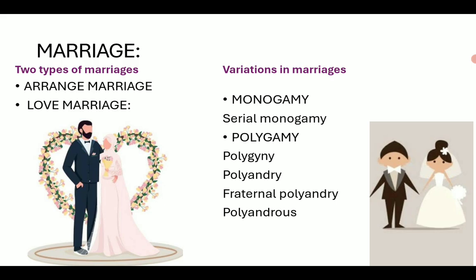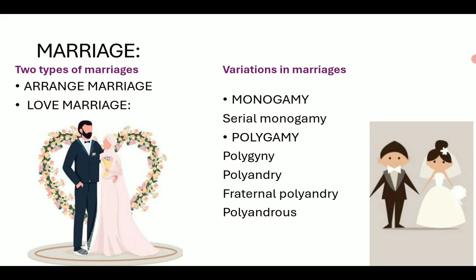There is monogamy. What is monogamy? It is being married to one person at a time, between one man and one woman. Serial monogamy is when someone has more than one marriage partner, but only one at a given time because of divorce rates. It means that when someone has a marriage partner, he or she divorces and then marries another person. So this is serial monogamy.